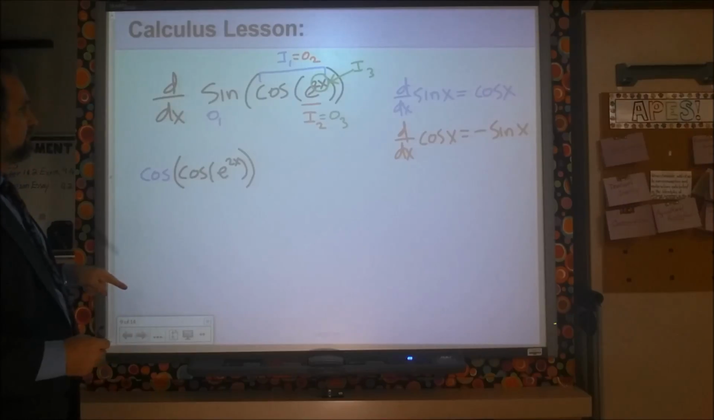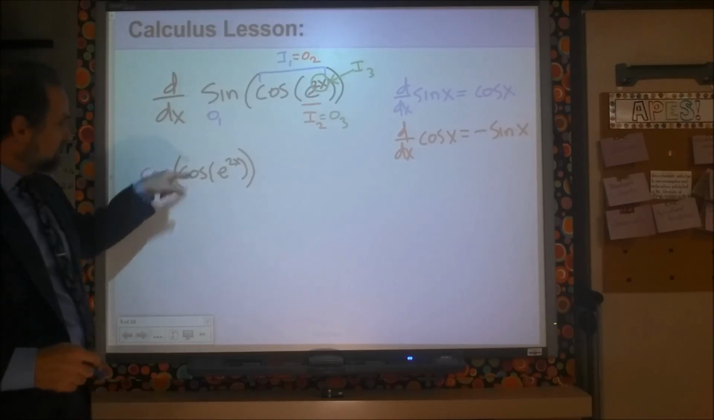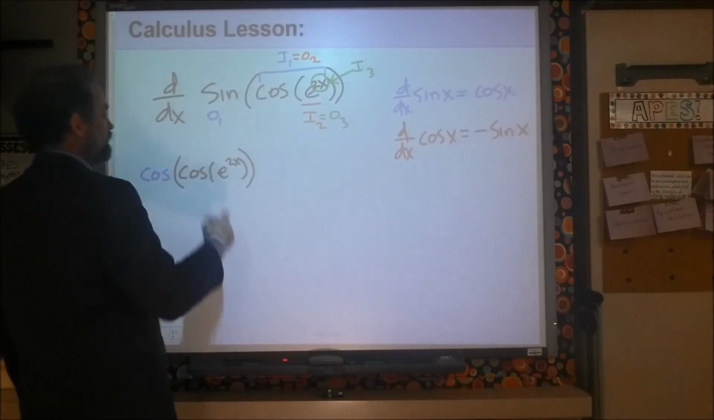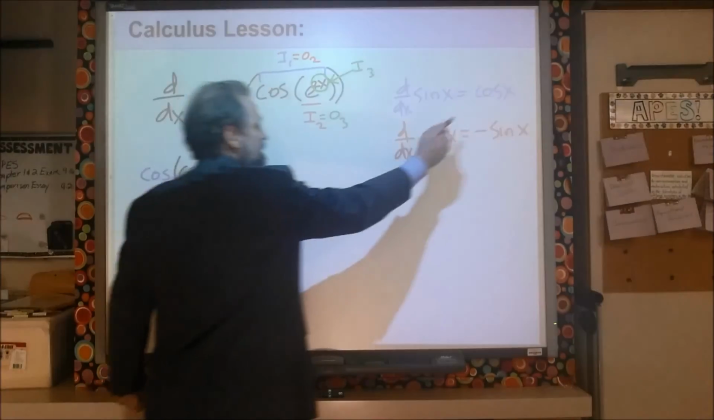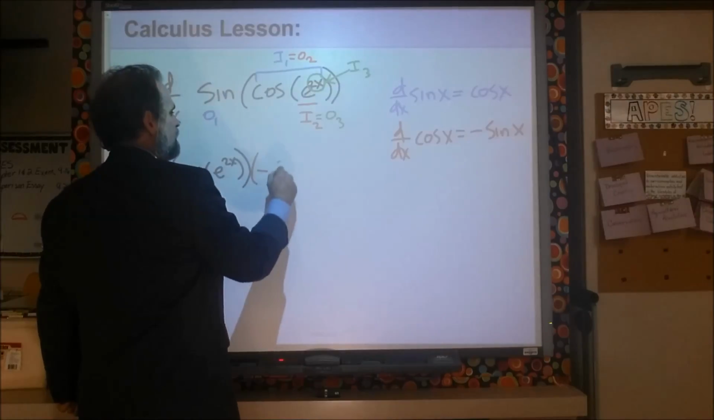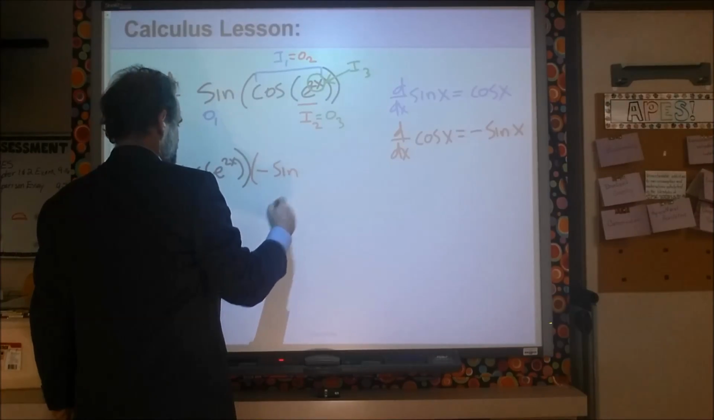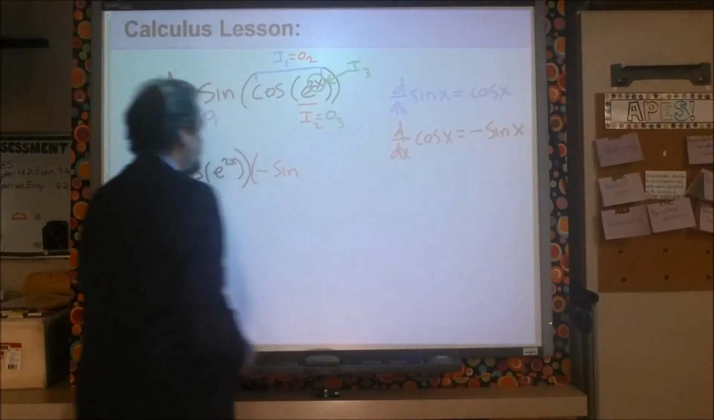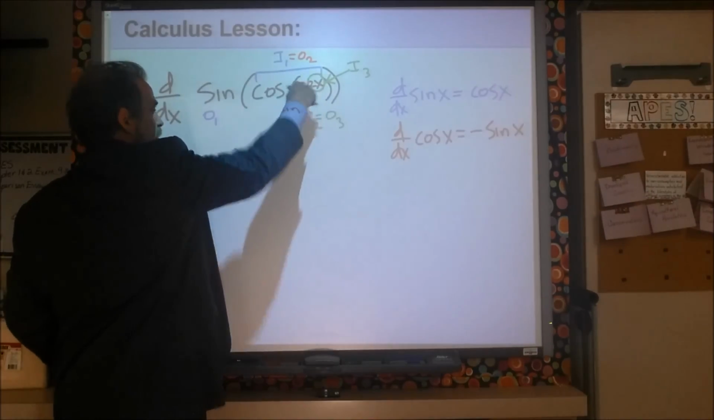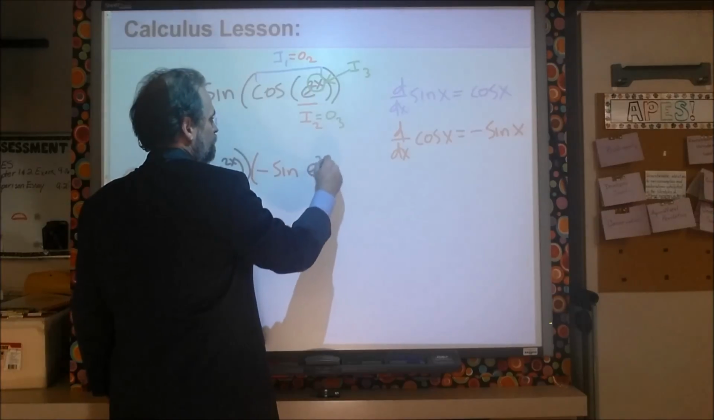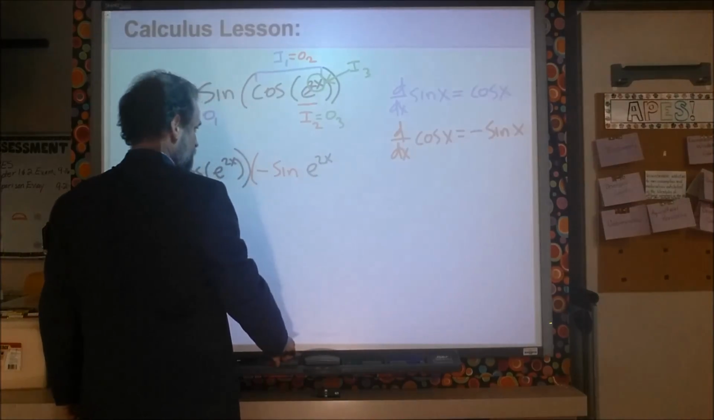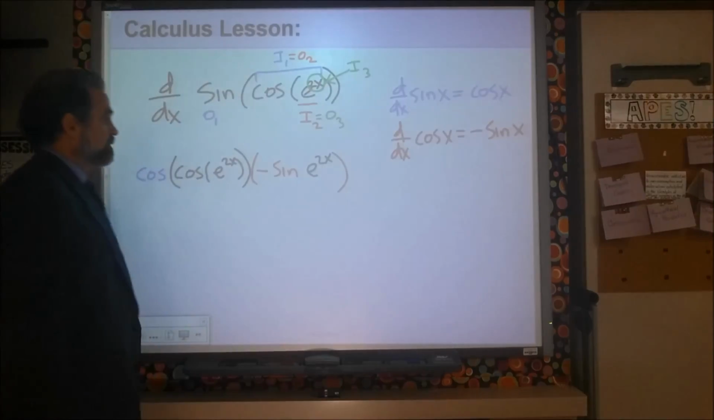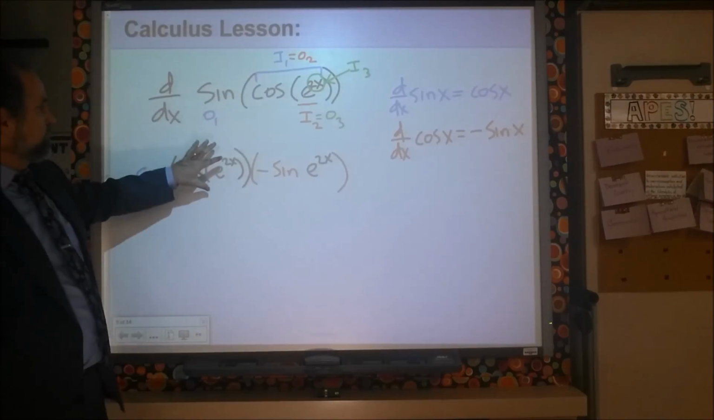Okay? Now I need to do the derivative of the inside. So I'm going to use a different color for that. The derivative of the inside is cosine. What's the derivative of cosine? It's negative sine. So it's times negative sine of, right? Of what? Of the inside part, which is e to the 2x, right? Okay? And I'm saying, okay, so I've done the derivative of the outside with respect to the inside.